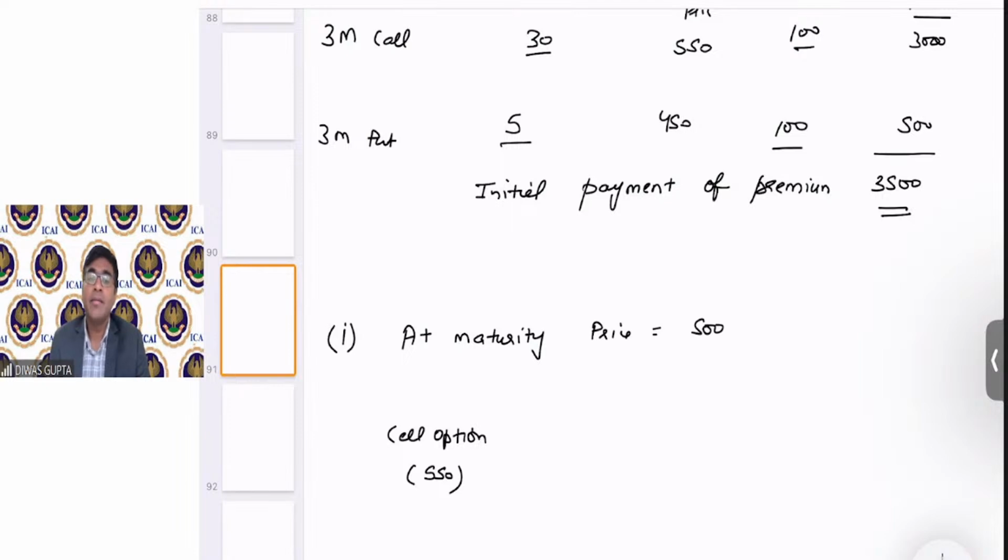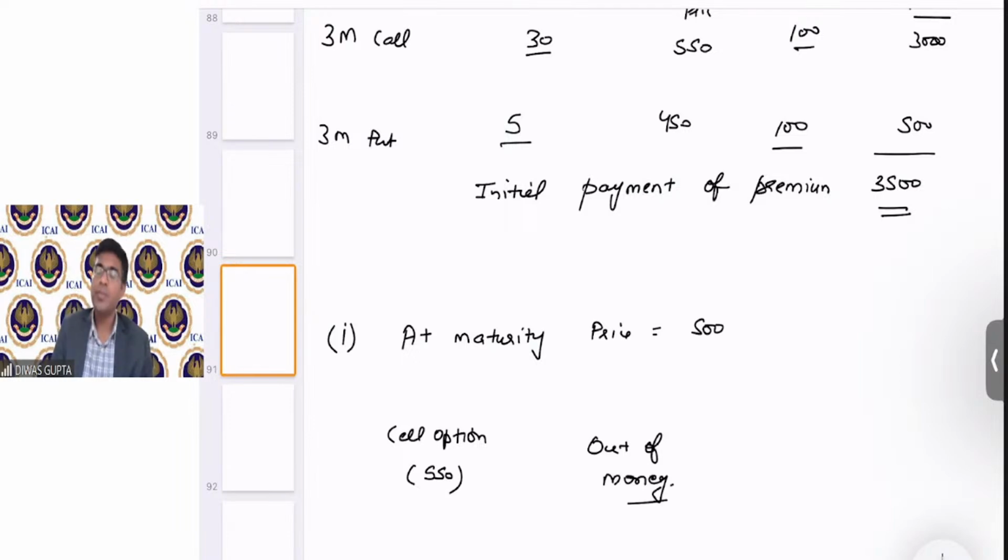So, again I'm repeating, the strike price of the call option is 550. The spot price is 500. The price has moved below the strike price. So it will be out of the money, students. It is not in the money. It will be out of the money, right? Because there will be no benefit.